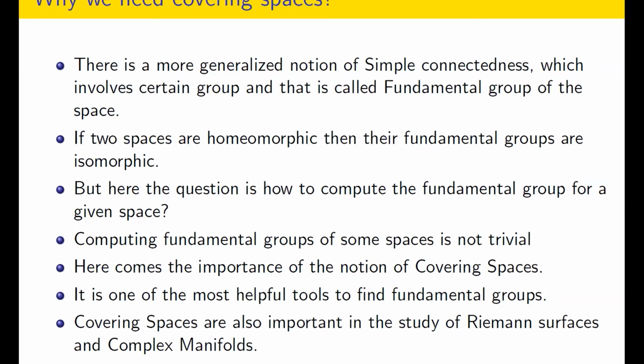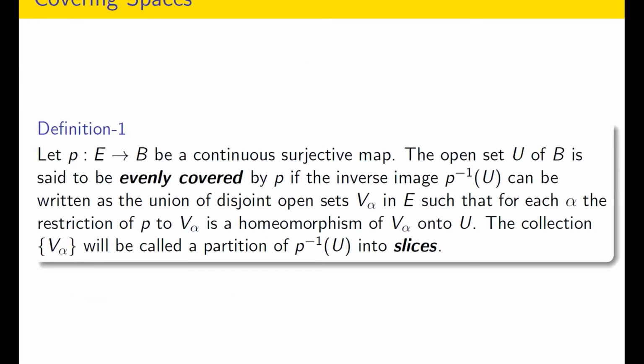Okay, so the definition. Let p from E to B be a continuous surjective map. An open set U of B is said to be evenly covered by p if the inverse image p inverse of U can be written as a union of disjoint open sets V alpha in E, such that for each alpha, the restriction of p to V alpha is a homeomorphism of V alpha onto U.